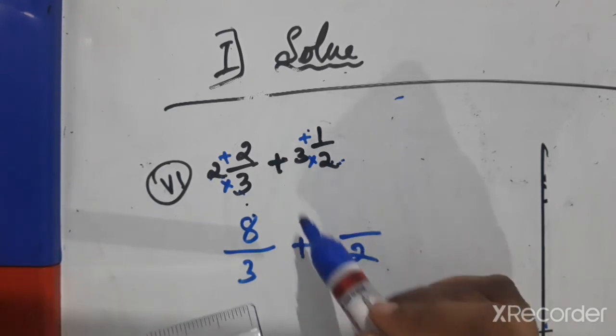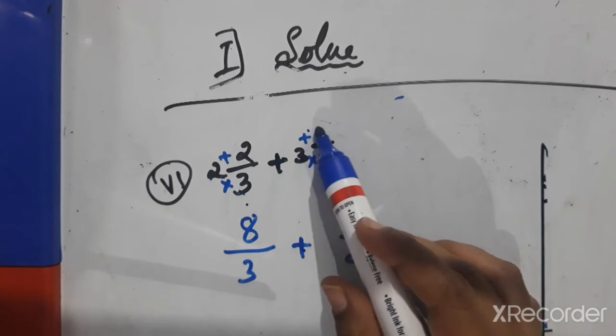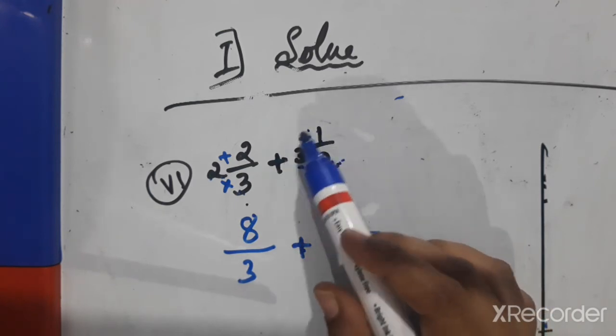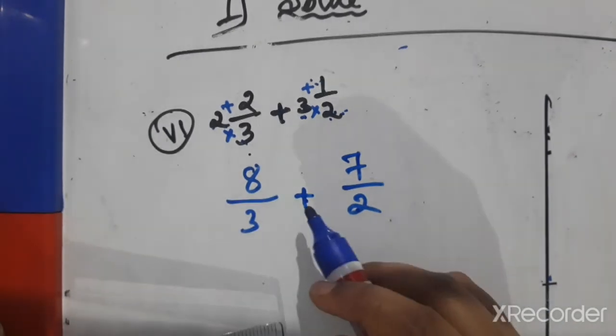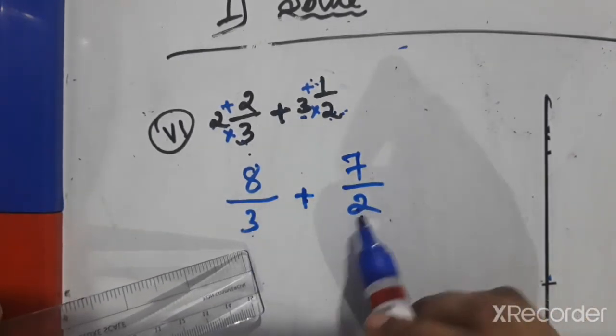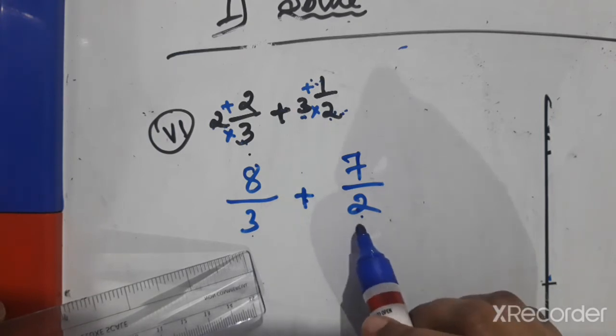Plus symbol. So here I write the denominator first. Now here multiply and here add. 2 3s are 6, 6 plus 1 is 7. So the answer is 8 by 3 plus 7 by 2. Do the denominators have the same value? No. So first we have to convert the denominators into the same value, then simplify.